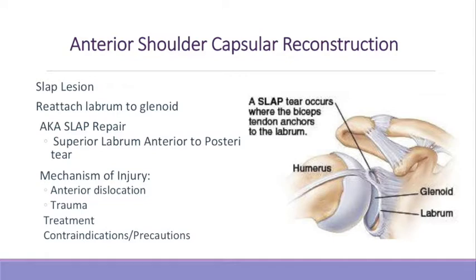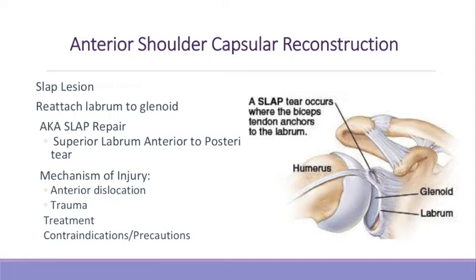During a SLAP repair, the surgeon will reattach the labrum to the glenoid, and if there's separation of that tendon, then they will also reattach the tendon of the bicep muscle to the labrum as well. The healing time is the same for tendons, so we're looking at 12 to 16 weeks, and of course we're always going to use the MD protocol.